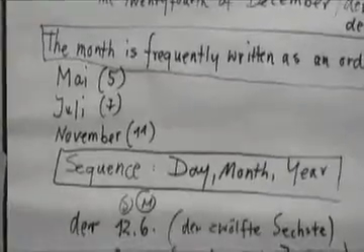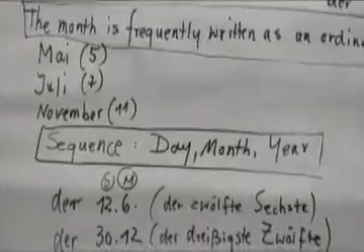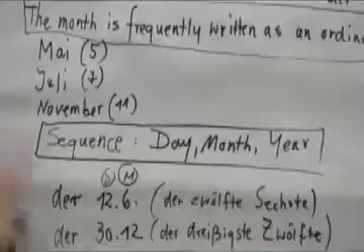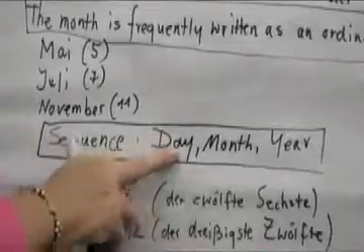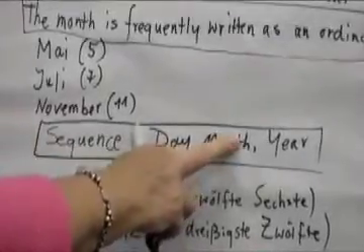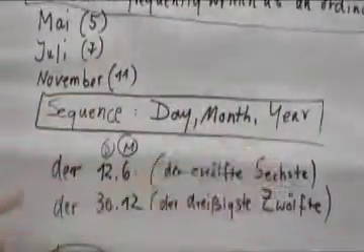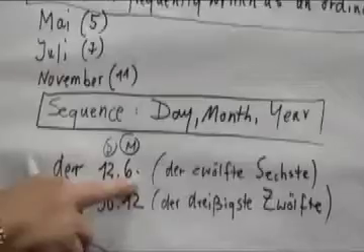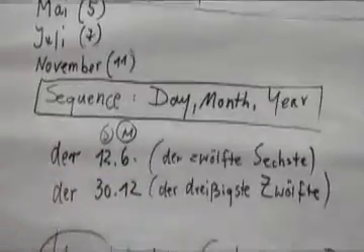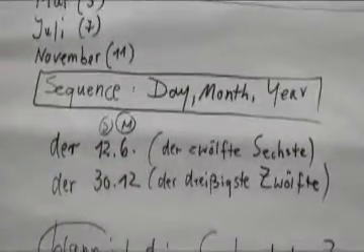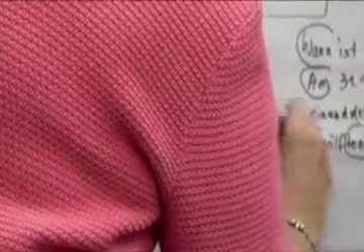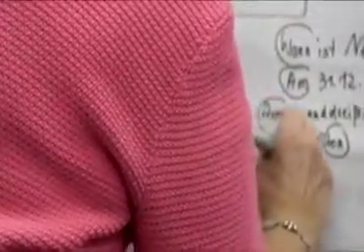Now in German, we write the date and the year differently. The sequence when you write a German date is the day comes first, the month second, and the year is last. So, day and month. So der 12. 6. What would that be? That would be the 12th of June, right?